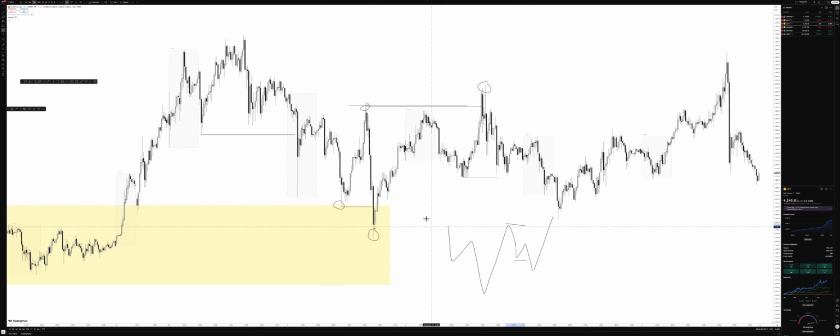So after price took out this high, we had a new structural high. Then I had this as my internal structure low, because this is a swing low, a swing high, a swing low, then we put in a new swing high. This is internal structure. Everything happening inside this structure is internal structure.